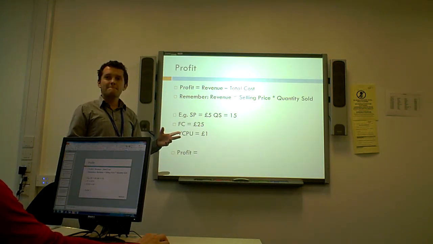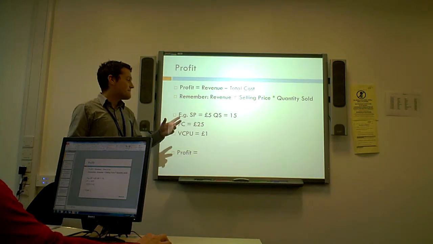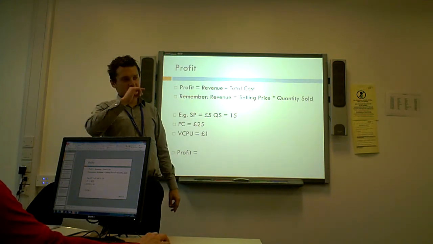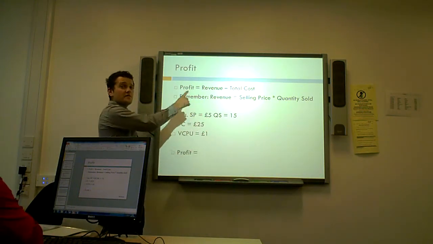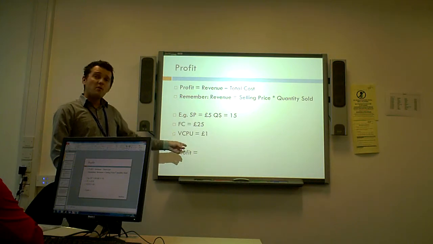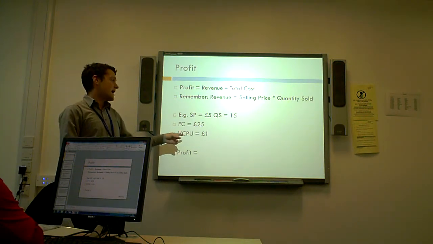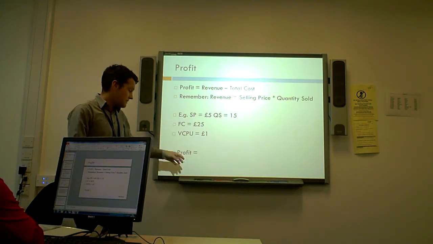Any ideas? Variable cost per unit. So those of you may have started to work this out already. How much profit are we making here? How do we work out how much profit we're making?